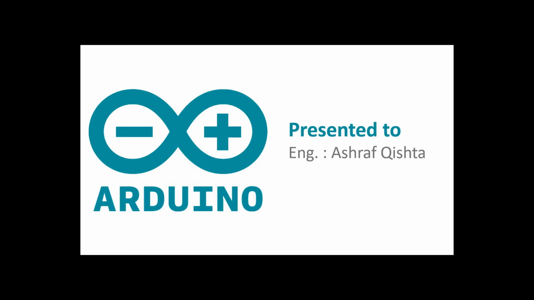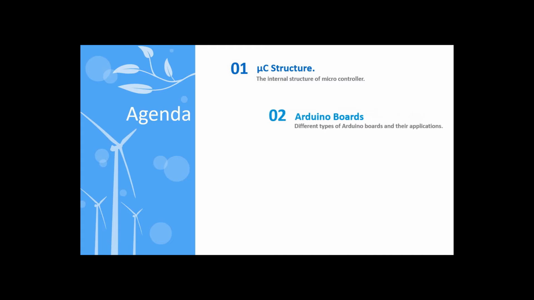Basically, today we are going to talk about Arduino in particular and microcontrollers in general. We are going to know the structure of the microcontroller, or what is a microcontroller, and the internal components, with a very simple analogy. Then we are going to talk about some of the most common Arduino boards, such as Uno, Nano, and their different applications, also their different features.